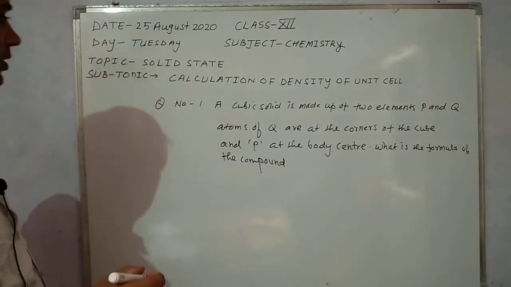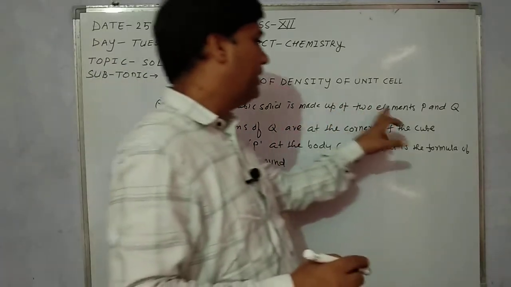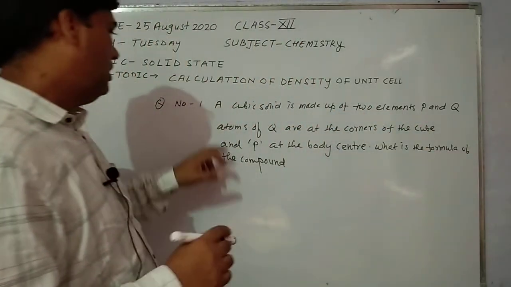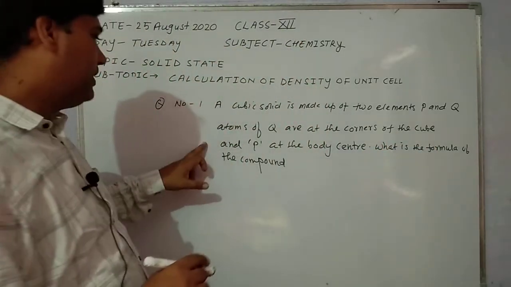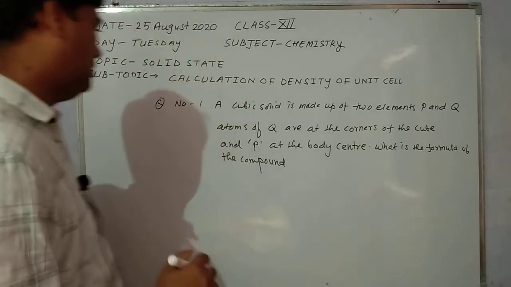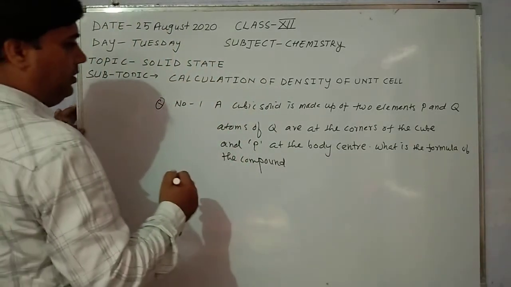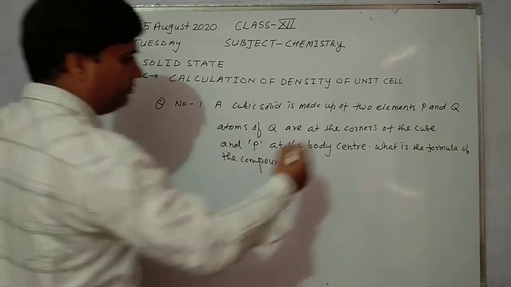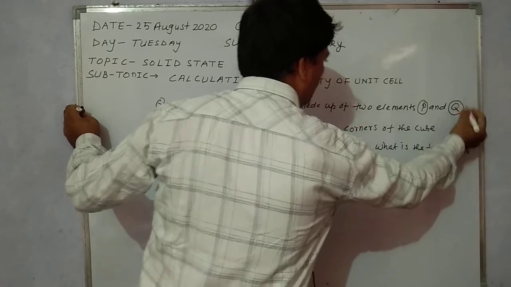Okay, so the question is, a cubic solid is made up of two elements P and Q. Atoms of Q are at the corners of the cube and atom P at the body center. What is the formula of the compound? So you are required to calculate the number of atoms per unit cell for P and the number of atoms per unit cell for Q.